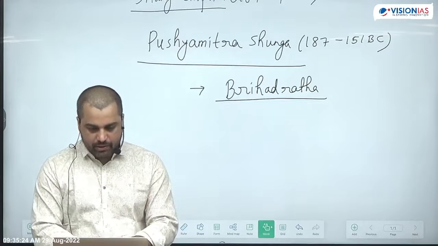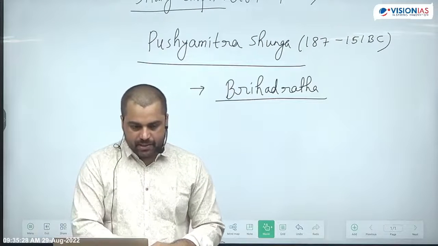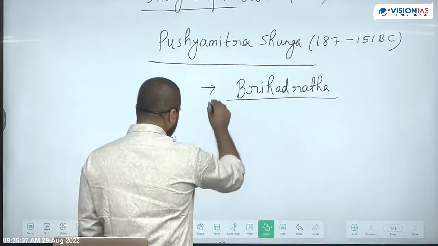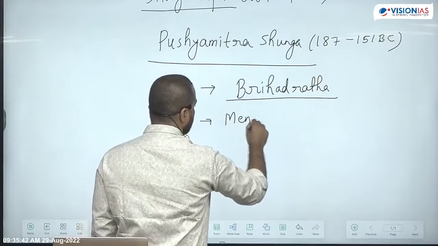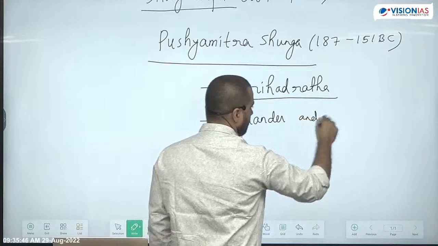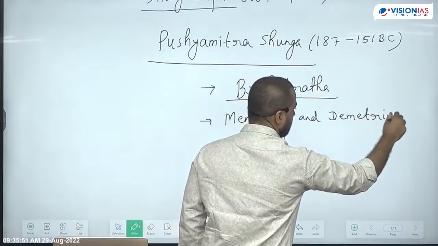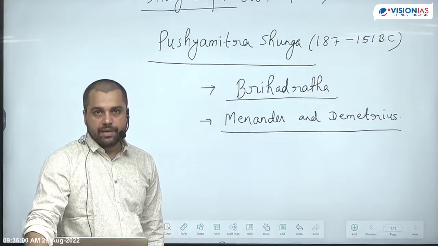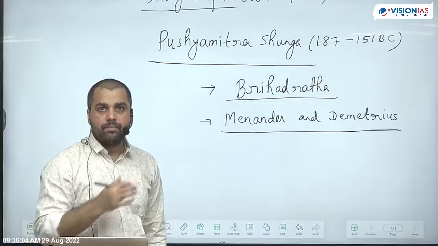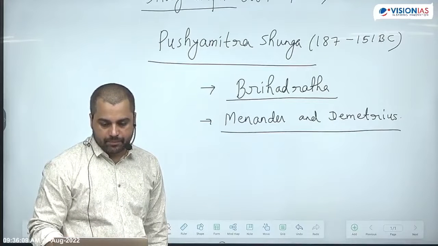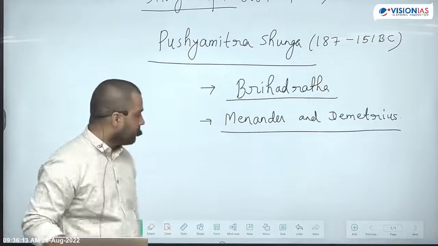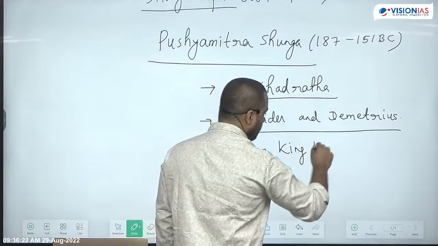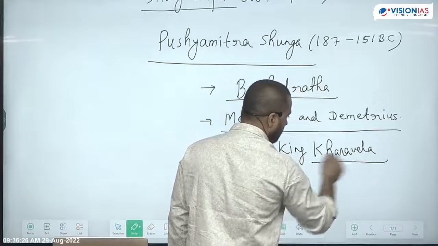So just write it down. He successfully thwarted attacks from Greek kings, Menander and Demetrius. He also saved Magadh from an attack by the Kalinga king Kharavela.